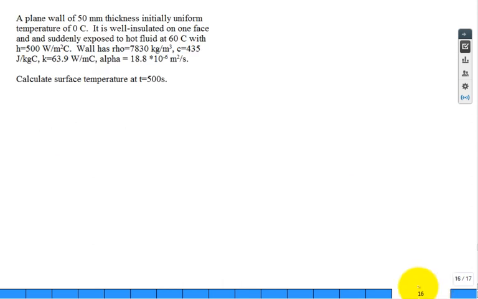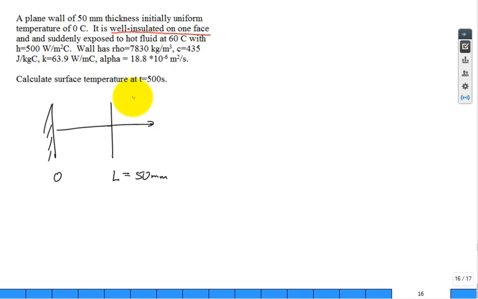Let's solve this problem. Plane wall of 50 millimeter thickness, initially uniform temperature at 0 degrees C, well insulated on one face. So if it's well insulated, its thickness is going to go from 0 to L like that. L is 50 millimeters. Okay. Suddenly exposed to a hot fluid. So we're going to be convecting with an h of 500 watts per meter squared degree C and a temperature of 60 degrees C, and the T initial was 0 degrees C.